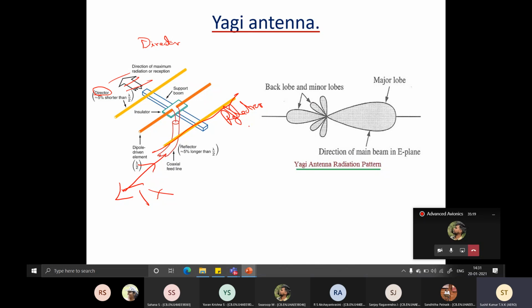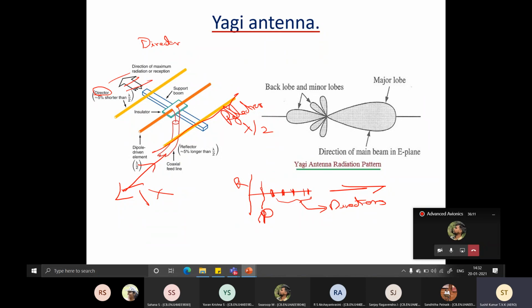And this reflector will be longer than lambda by 2, and the director will be shorter than lambda by 2. If you look at the plan view, it's going to be something like this. Let us say this is the reflector. Then you have the driven element. Then you will have a lot of directors like this, and you are interested in directivity in this direction. Reflector, driven element, and then these are all directors. More the number of directors, better is the directivity of the antenna.